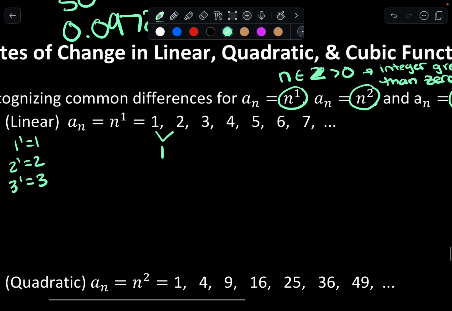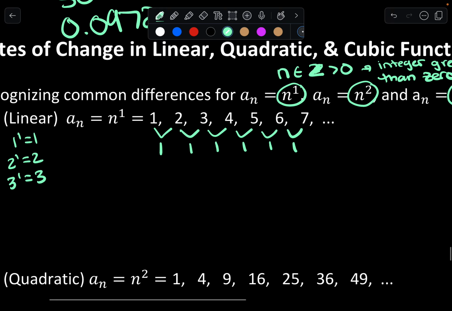And then what we're looking at is the differences between these outputs that we're getting. And we're just putting them in a list, okay? So from 2 to 3, that's a difference of 1. 3 to 4 is a difference of 1. 4 to 5, 1. 5 to 6, 1. 6 to 7, 1, okay? And this continues on to infinity.